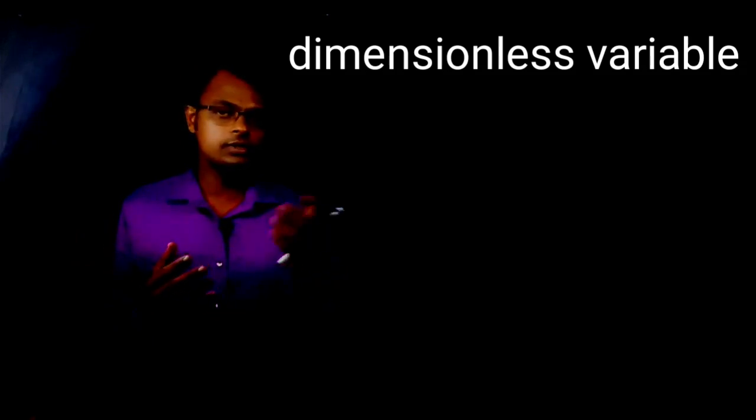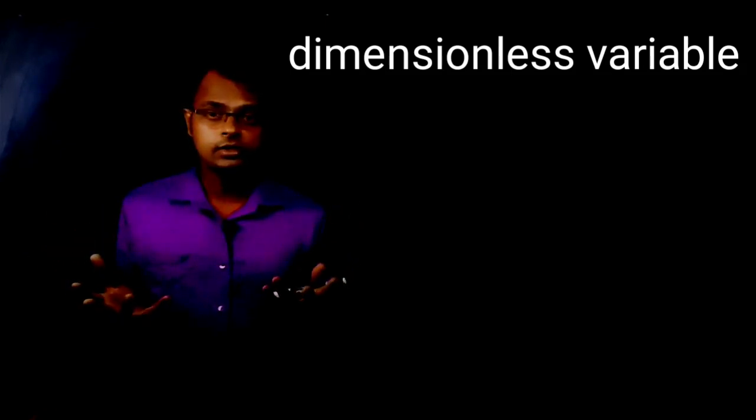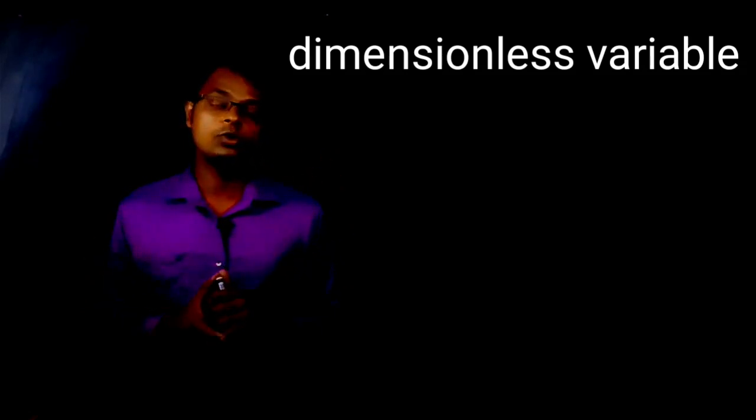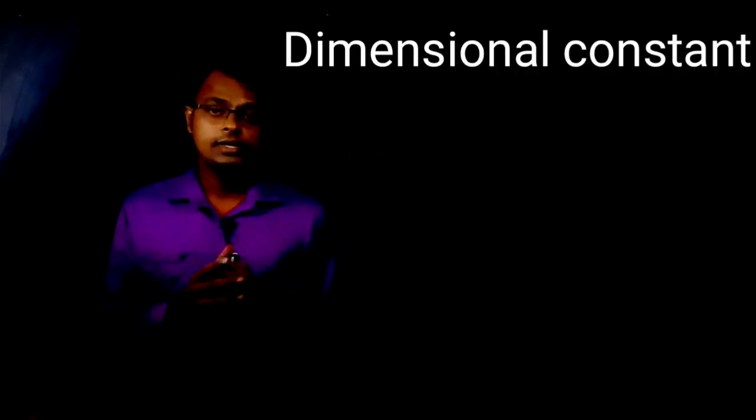Another example we discussed just before is strain. Strain has no unit. Change in length by original length. There is no unit, there is no dimension, but the value may change. So that is called dimensionless variable. Now the third one is dimensional constant.